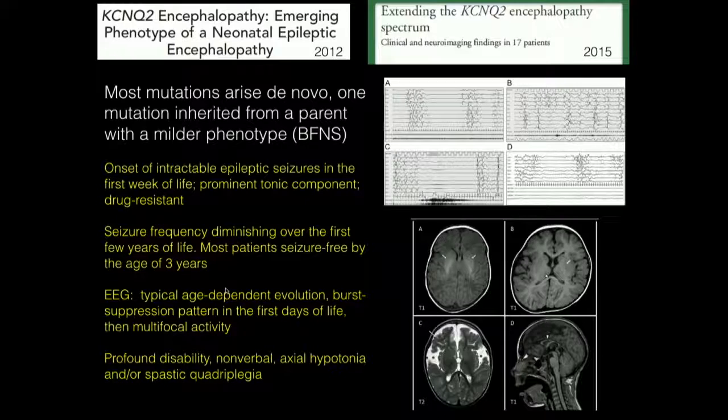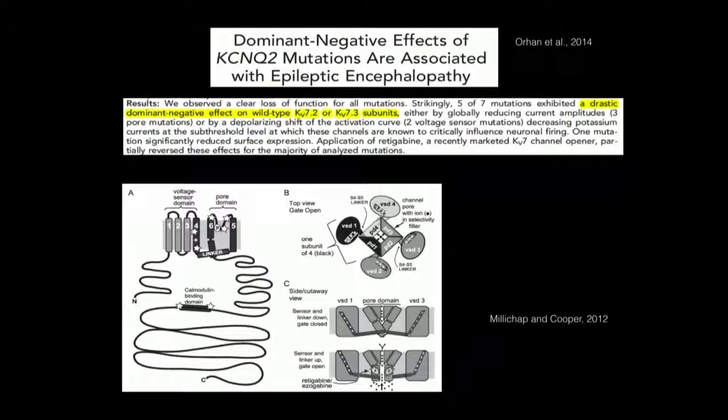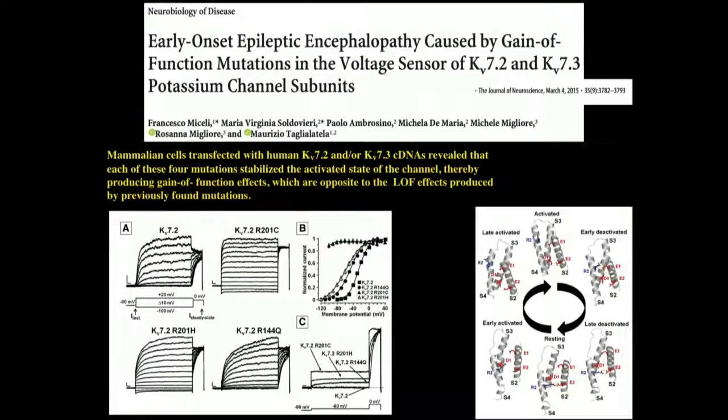But what was bizarre is that in spite of this stormy, very severe onset, most of the children became seizure-free after 3 years, but they were left with severe developmental delay. So mutations causing these encephalopathies were modeled again, and what this team demonstrated in a very elegant fashion was that most of these mutations cause a drastic dominant negative effect on the wild type allele, and that was the mechanism. But other teams have demonstrated the opposite.